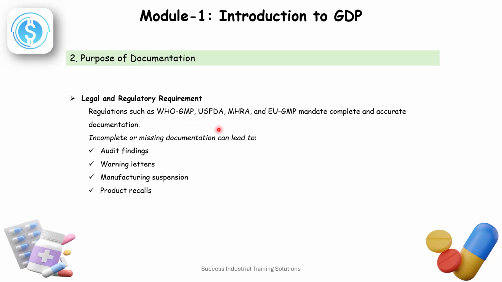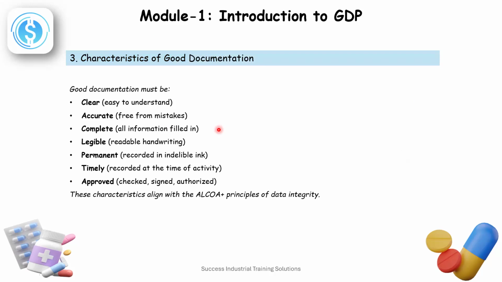Coming to the next slide, another major purpose of documentation is that it is a legal and regulatory requirement. Agencies like WHO GMP, US FDA, MHRA, and EU GMP require complete and accurate documentation practices. If documentation is incomplete or missing, it can result in audit findings, warning letters, production stoppages, or even recall of the products.